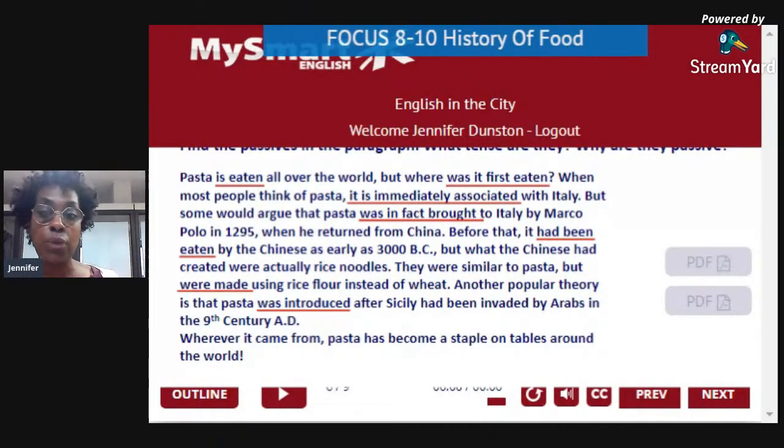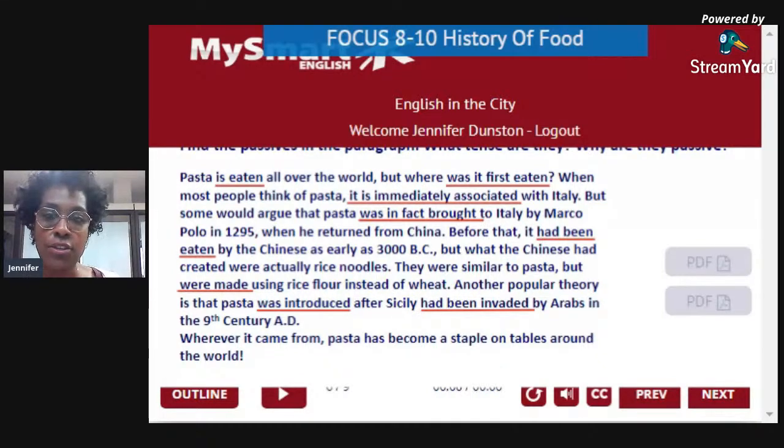So what you've said, Sabrina, is that this sentence here is actually active, but in order to make it passive, the rice noodles would become the subject. Okay, let's keep going. They were similar to pasta, but were made. We have another example of past passive. Was introduced, past passive. And our last one, had been invaded. Another popular theory is that pasta was introduced after Sicily had been invaded by Arabs in the 9th century AD.